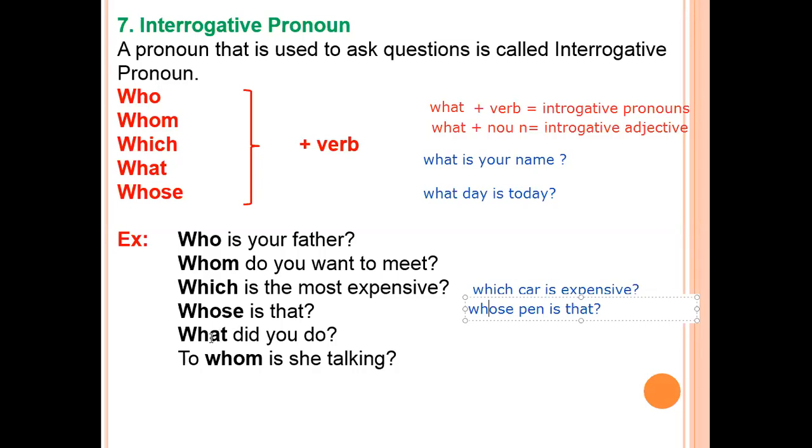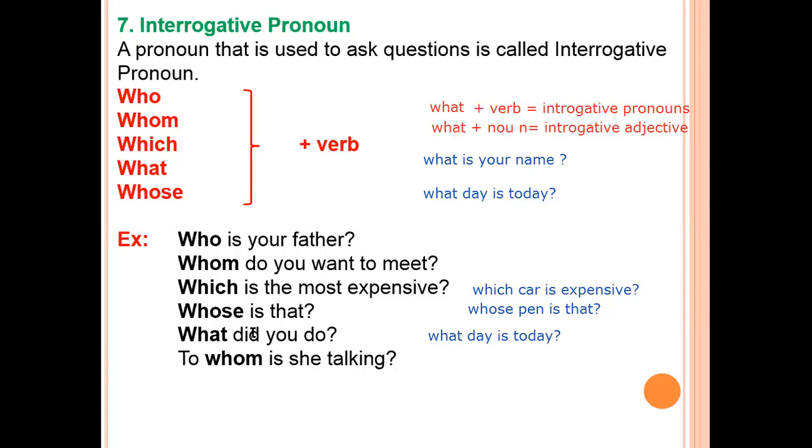The second one, if you look here, what did you do? Clear? This what is called what? We call it a pronoun. We have used did, a verb. But if you look here, what day, for example, what day is today? Now after what, a noun has been used, but after what here, we use a verb. So we call it a pronoun.